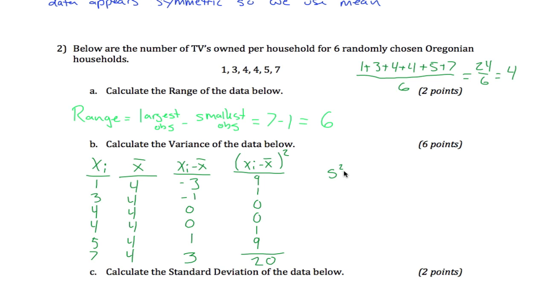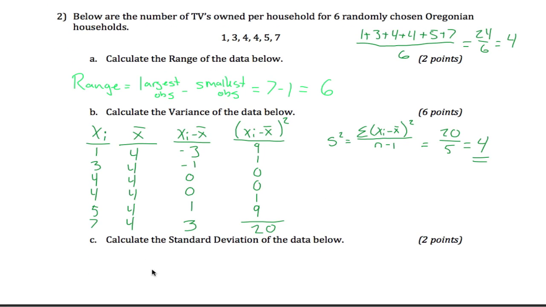Our variance, sample variance used, this is the symbol, is the sum of that last column. So here's that last column, this means sum of. Then you divide that by 1 less than the number of observations you have. So we figured out that was 20. And since we have 6 observations, we'll divide by 5 and get that our variance is 4.